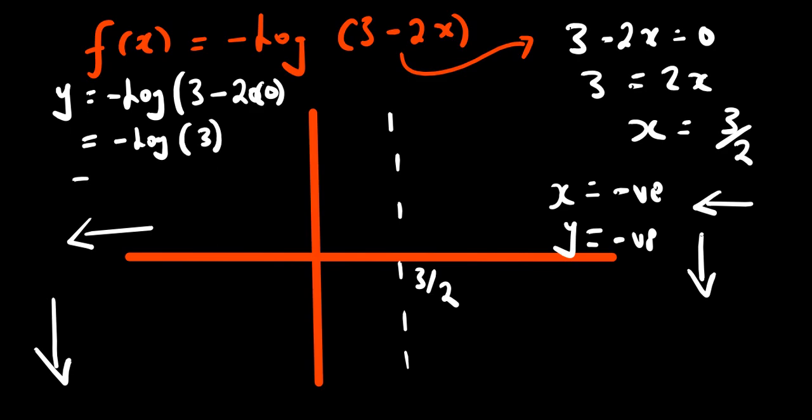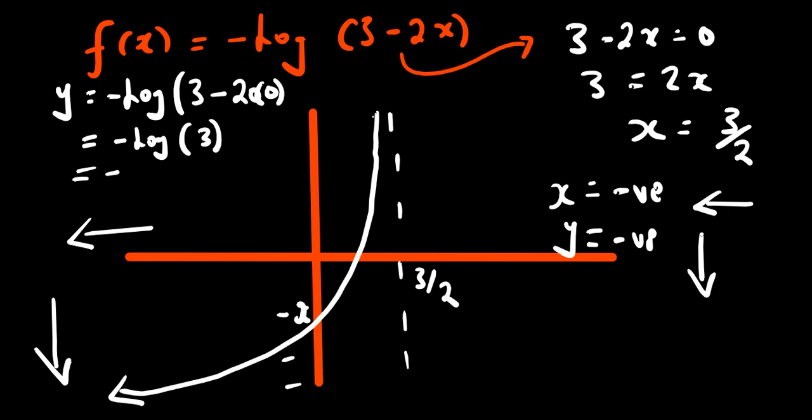Now the log of 3 is going to give you a certain number, which we don't know as of now because we're not using a calculator. That number will be negative because we have a negative in front. So let's just assume that our answer will be somewhere here. It will be a negative number. So our graph is going to pass through that point and it's going in that direction. That is very important for you to know.